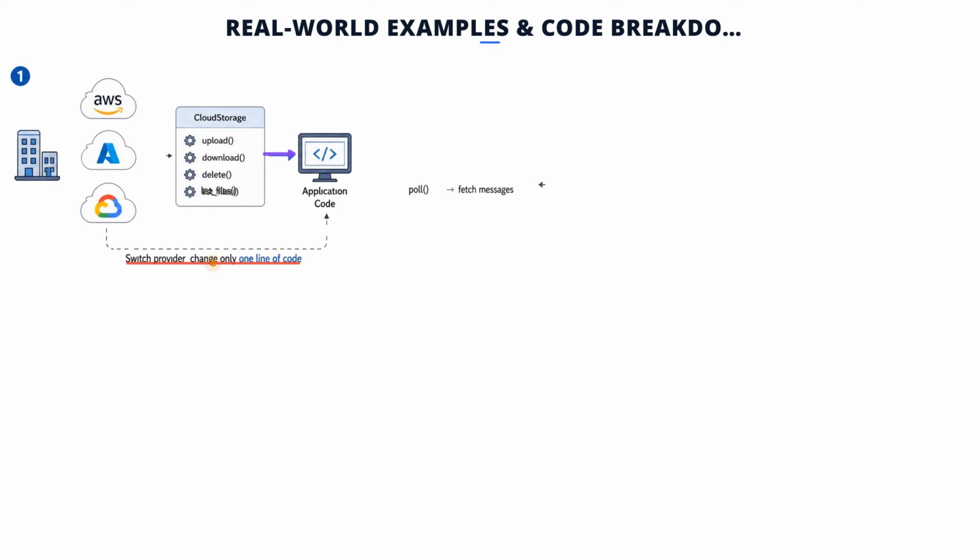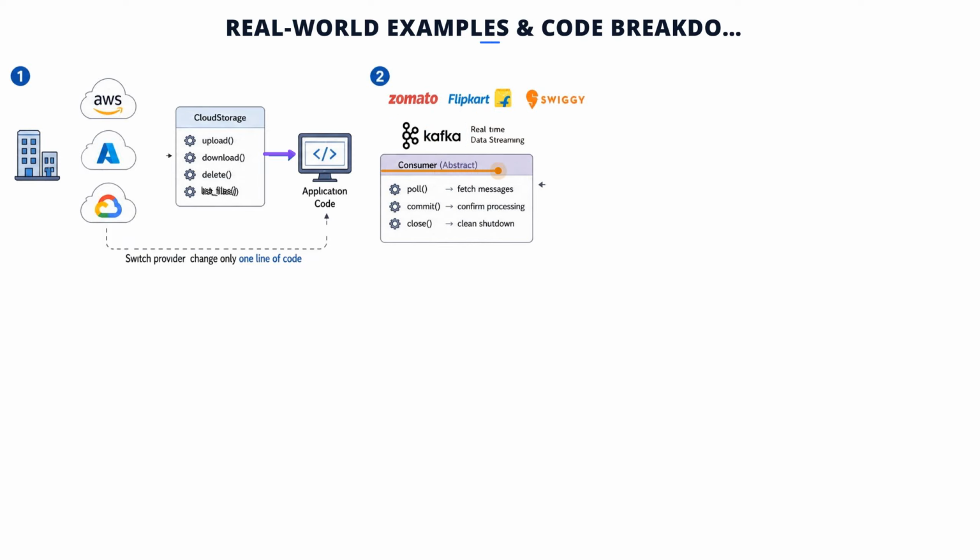This isn't just theory, it is how massive systems operate. For instance, Apache Kafka, a tool used by major platforms like Zomato, Flipkart, and Swiggy for real-time data streaming, relies heavily on abstract classes. It uses a base abstract consumer class. This class mandates that any specific consumer implementation must include three methods: poll to fetch messages, commit to confirm processing, and close for a clean shutdown. Whether an engineer is writing a consumer for JSON, Avro, or protobuf data formats, they must follow this exact same contract.